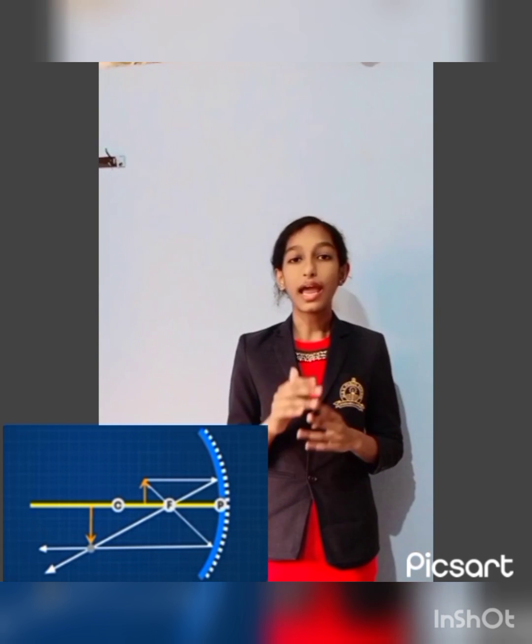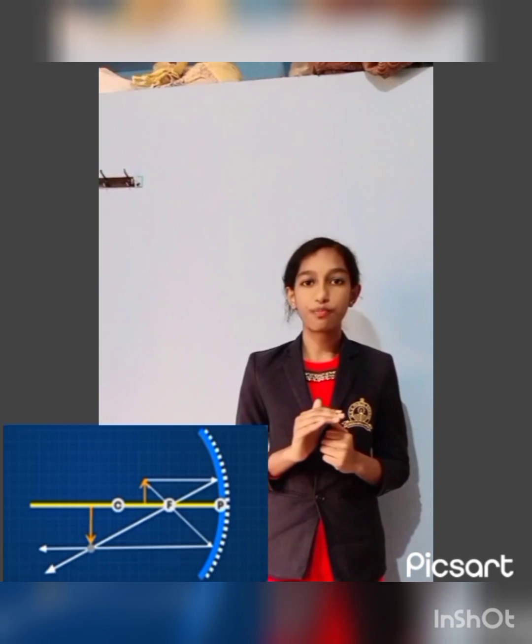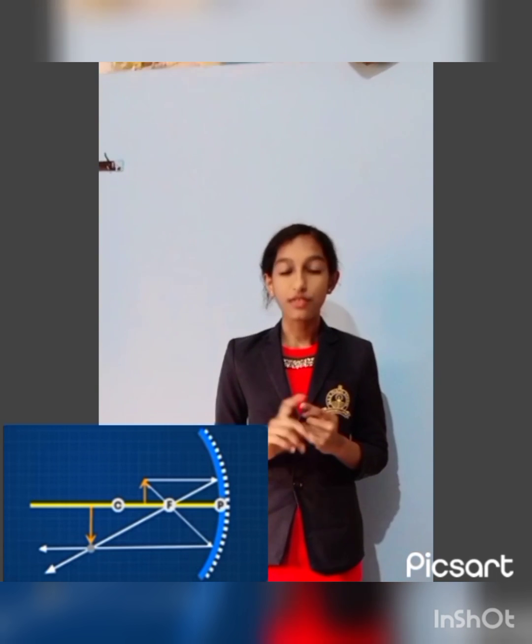So the object has two rays. The first ray will be parallel to the principal axis and the second ray will pass through the focus. Now the reflected ray of the parallel line will pass through the focus and the reflected ray of the focus ray will be parallel to the principal axis. So here the intersection between the two rays will be after the center of curvature.